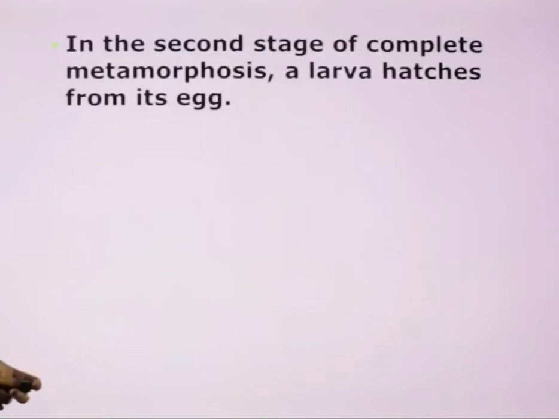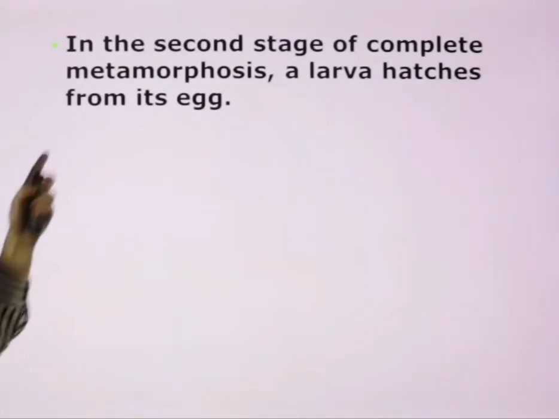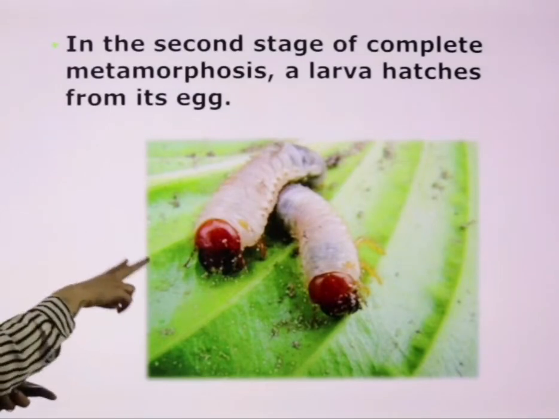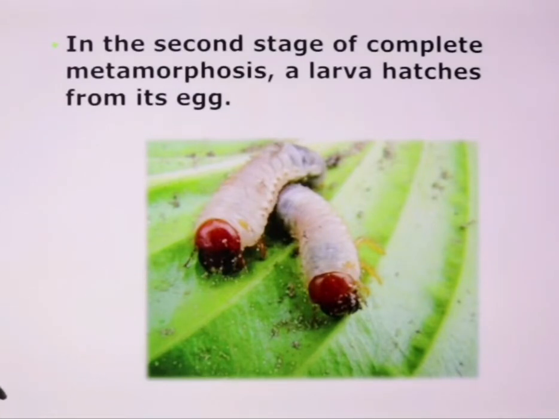In the second stage of complete metamorphosis, a larva hatches from its egg. So we're saying that larva is the second stage, so the first stage is the egg. This is an example of larva. This is the second stage. So first egg, then the larva.